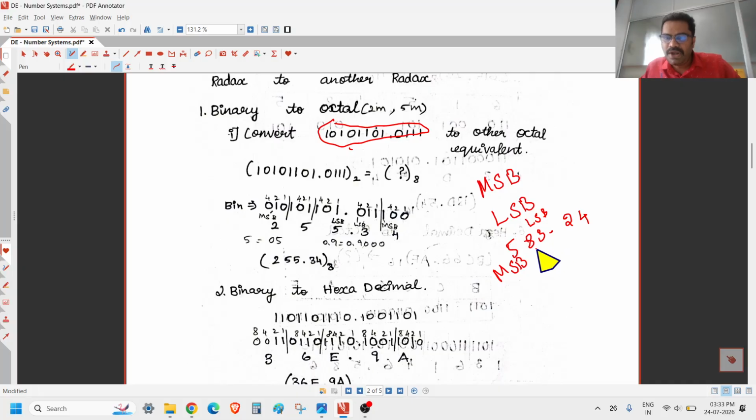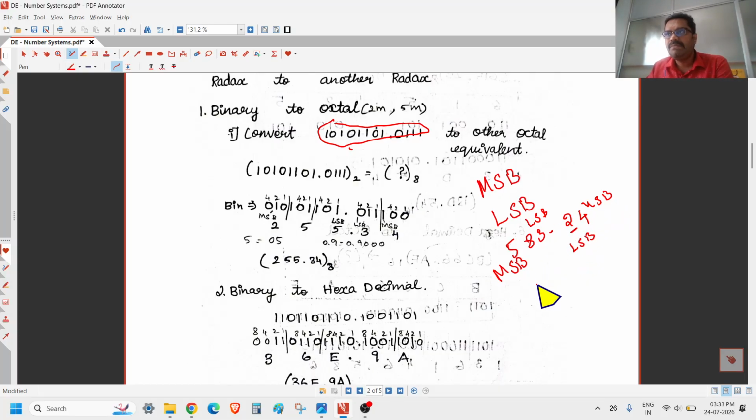Okay, this is for the full number. And in case it is a pointed number, it is straight opposite to the full number, right? So here you can see this is your LSB and this is your MSB. For a full number, the MSB will be on the left-hand side and the LSB on the right-hand side. And for the pointed number, the LSB will be on the left-hand side and the MSB on the right-hand side.